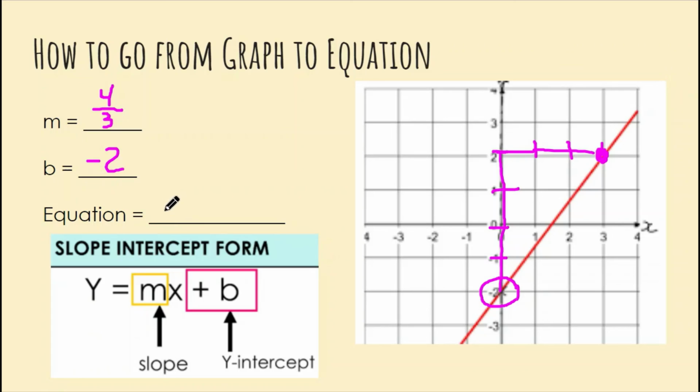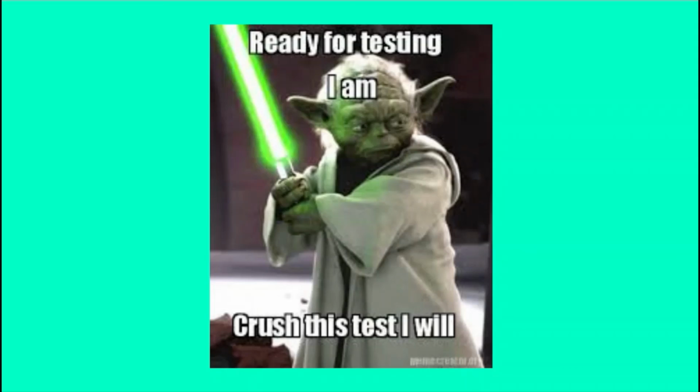So now I have to write this as an equation. Well, it's always y equals, so it'd be y equals 4 over 3. And in slope-intercept form, the slope's always attached to the x. So I'm going to make sure I write an x. And then my y-intercept is -2. So when it's negative, I just write minus. So my equation would be y equals 4 over 3x minus 2.